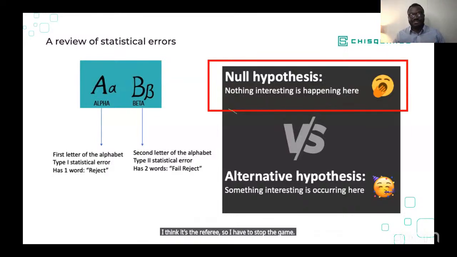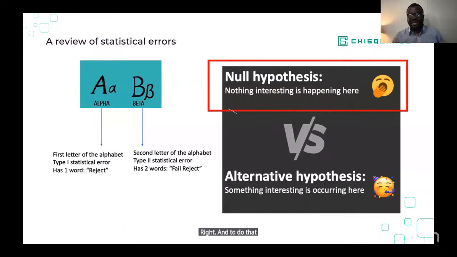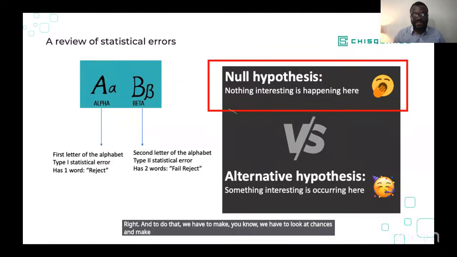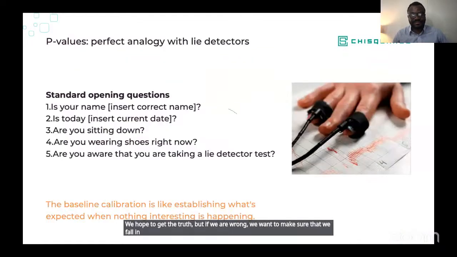So the moral of the story is that we do statistical testing to make decisions. It is all about making decisions, right? And to do that, we have to look at chances and make decisions and hope that they're the right decisions, right? But also knowing that it's possible that we could commit a type 1 error or a type 2 error, and we pray and hope that we go for the lesser of two evils. We hope to get the truth, but if we are wrong, we want to make sure that we fall in the lesser of two evils.